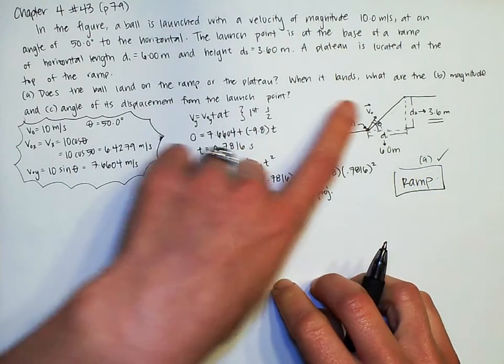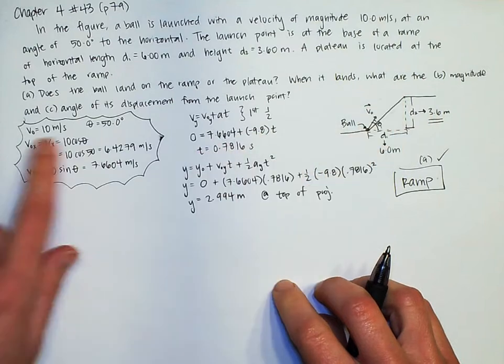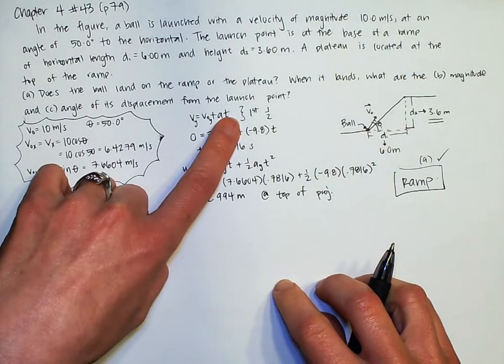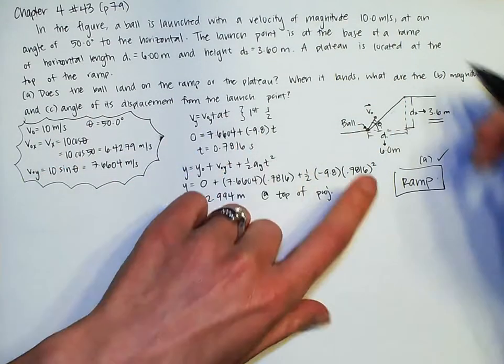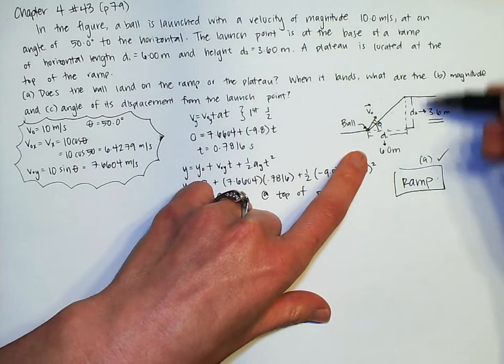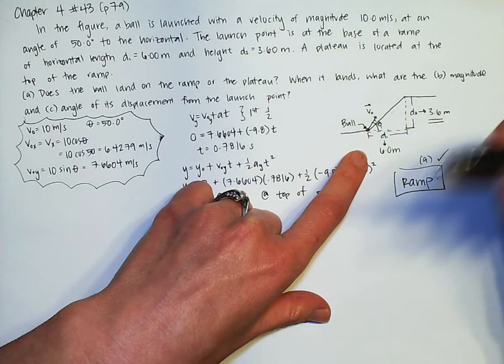Check, it's the ramp. But now we get to the trickier part. When it lands, what are the magnitude and angle of its displacement from the launch point? So if it were to have landed on the plateau, then I could have used my displacement being 3.6 in the y direction, and I could solve for something there.